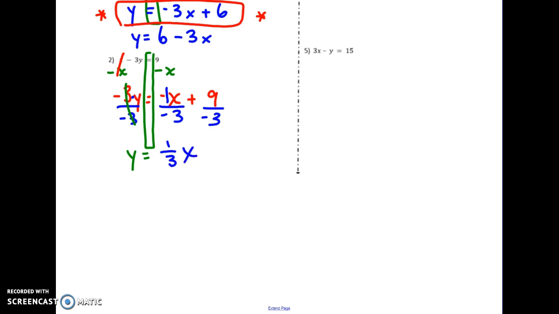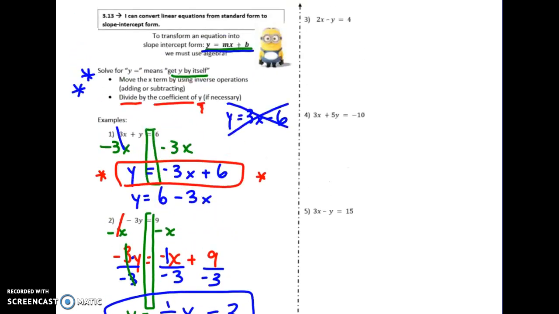And then does this clean up nicely? Yeah, 9 divided by negative 3 is negative 3. So guys, do you see how we can transform that beginning equation? It takes a little bit of algebra, thinking about opposite operations, right? But can you get it to be a y equals? Yes, you can have a slope, you can have a y-intercept just from that. Nice.